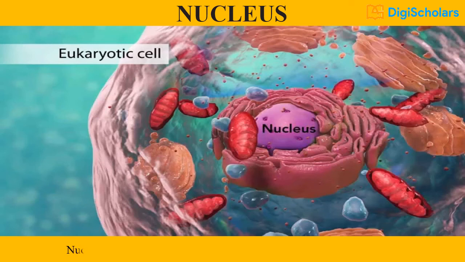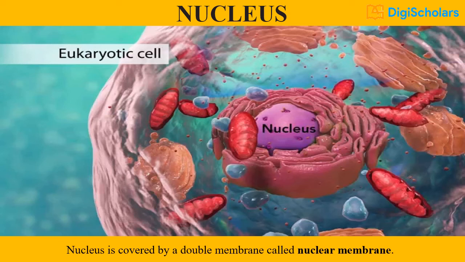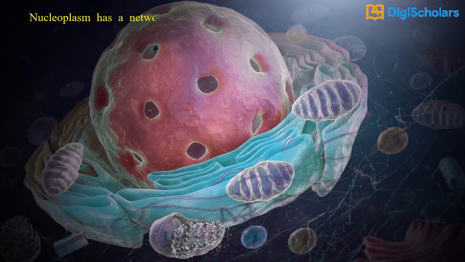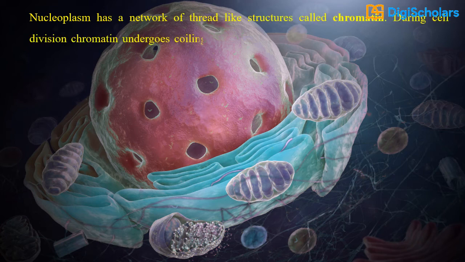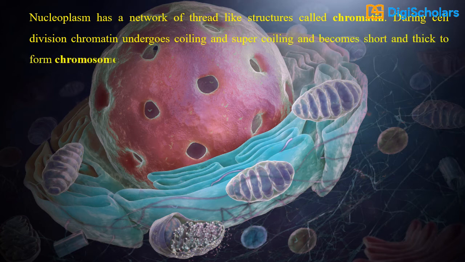Nucleus. Nucleus is covered by a double membrane called nuclear membrane. Nucleoplasm has a network of thread-like structures called chromatin. During cell division, chromatin undergoes coiling and supercoiling and becomes short and thick to form chromosomes.